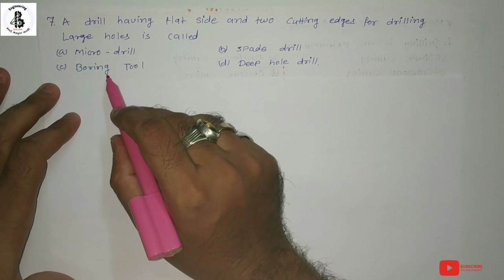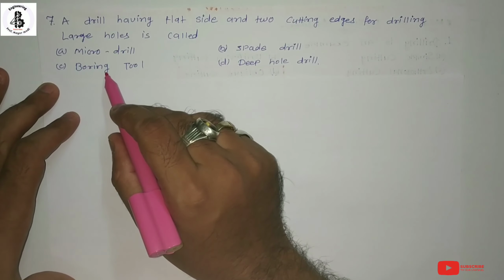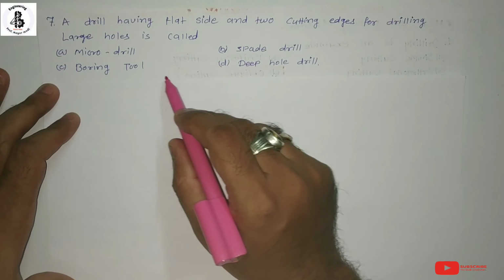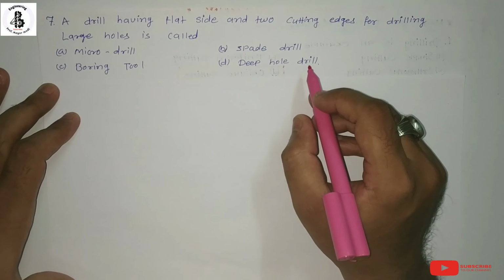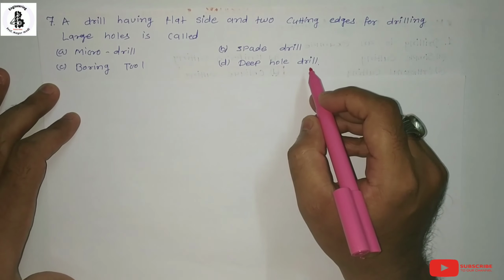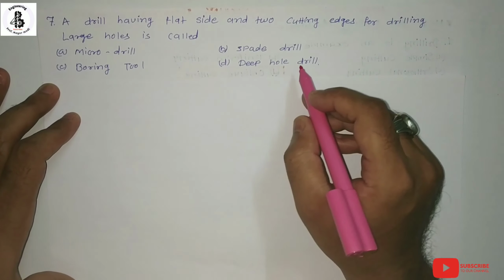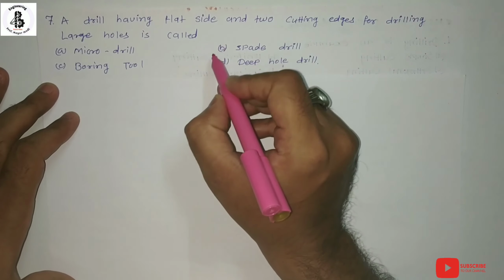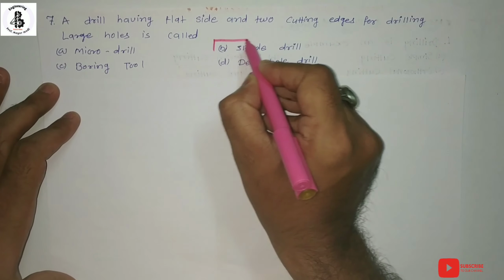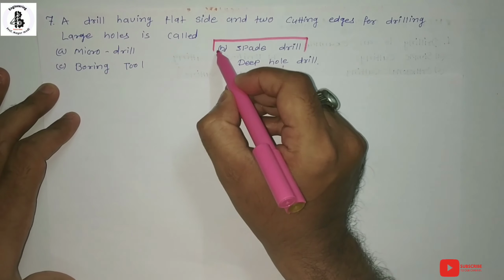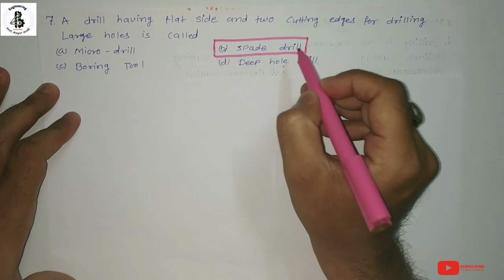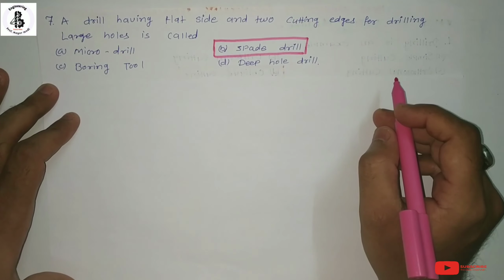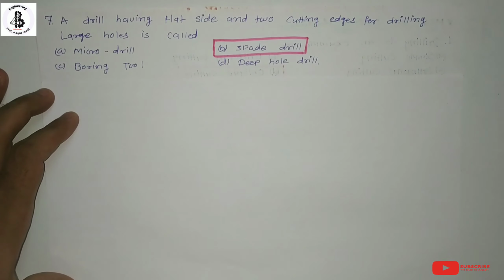Boring has a single cutting edge, generally used for enlarging an existing hole, and deep hole drills use a single flute to perform deep hole drilling. So basically they are used for a higher L by D ratio. So in the case of this question, a spade drill has a flat side and two cutting edges for drilling large holes into the job. Then we will see the next question.